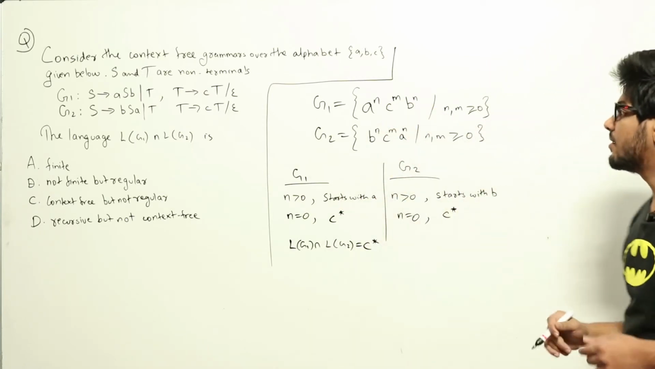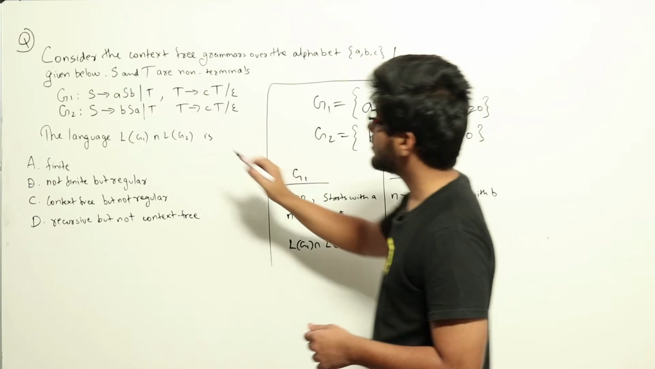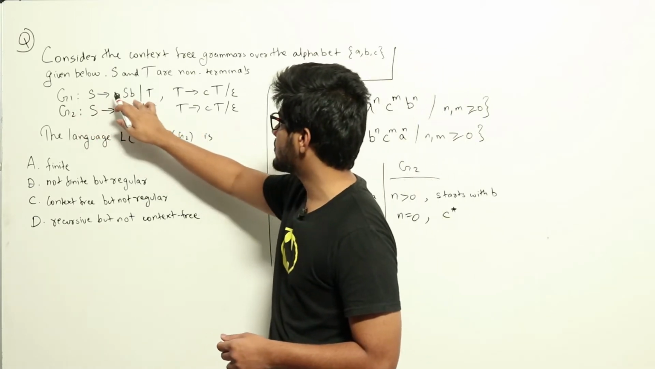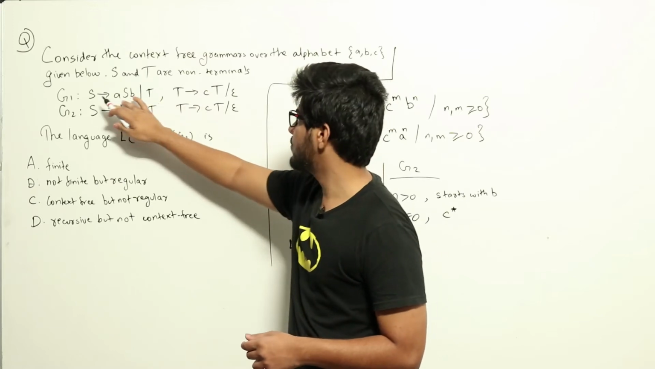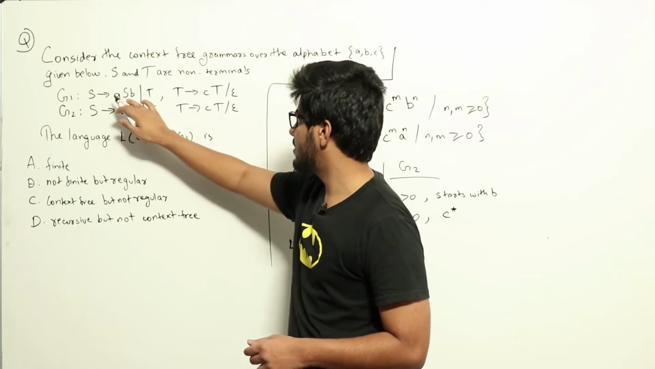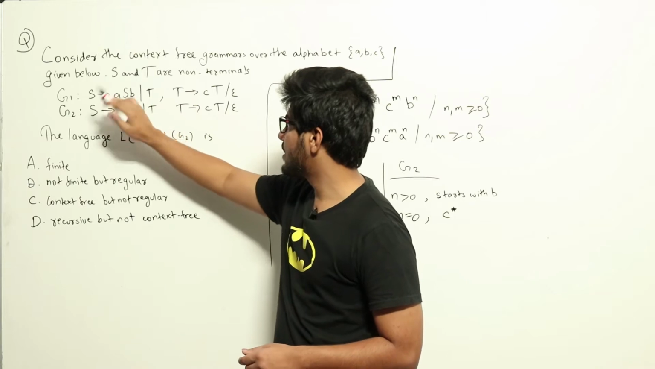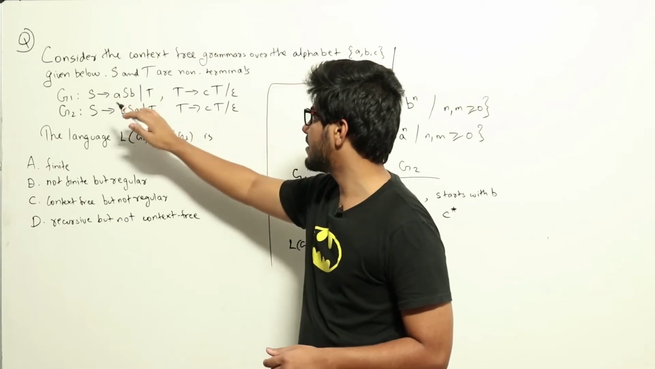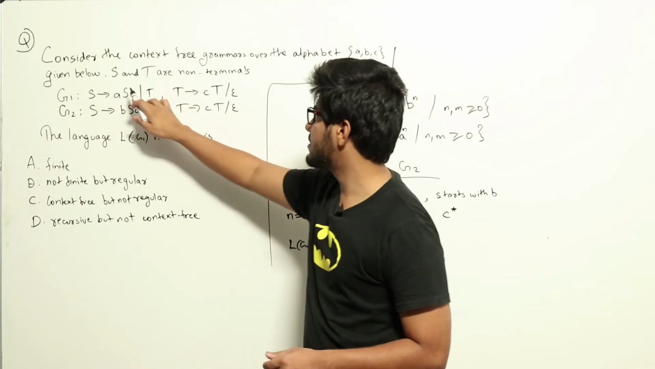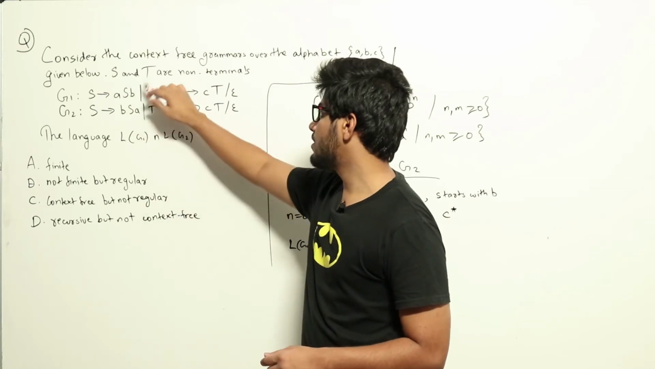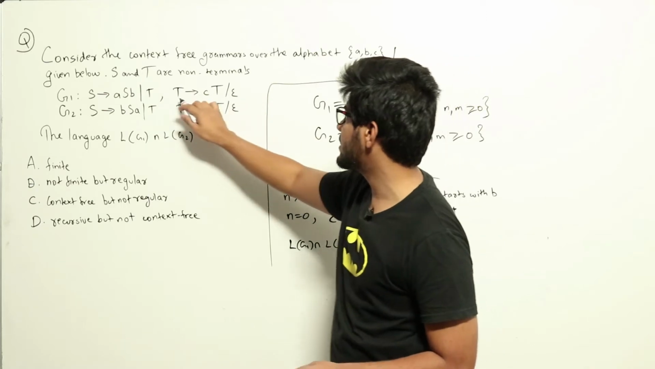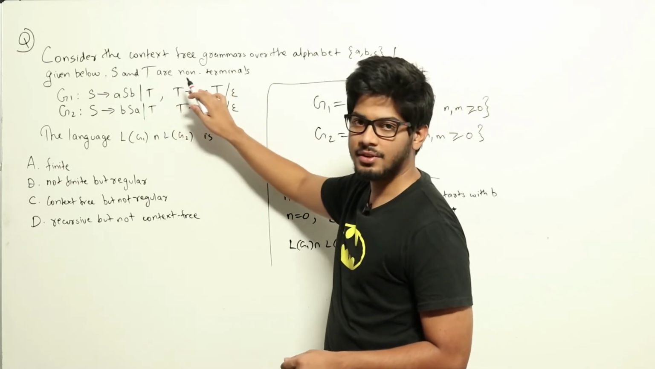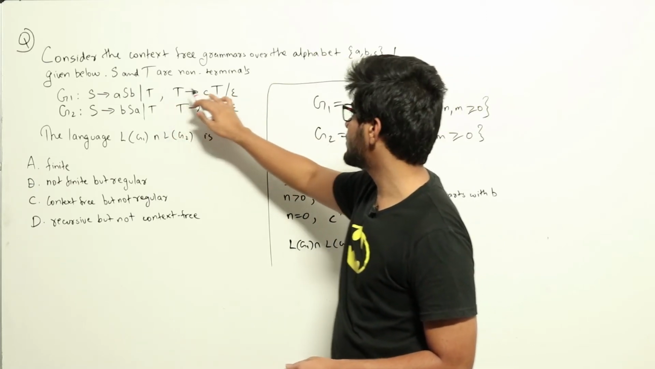So let's look at G1. G1 says S gives A S B or T. In this part there is one more S, so we can keep on resolving this S to A S B, etc., until we resolve this S to a T. Once we do that, there is no more S, and then T we can generate independently of S. T gives C T or epsilon.